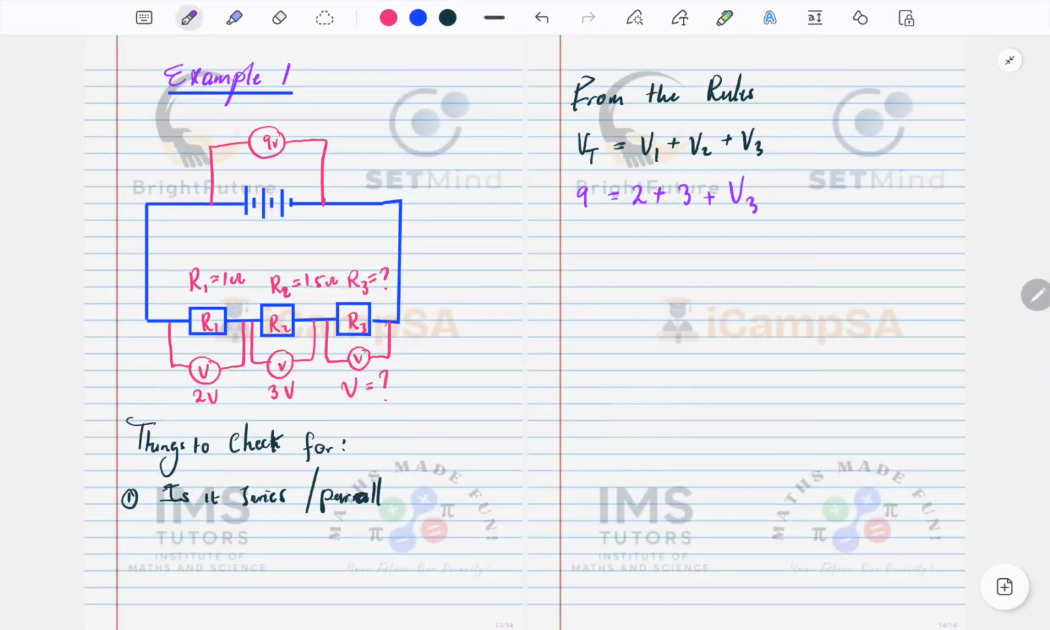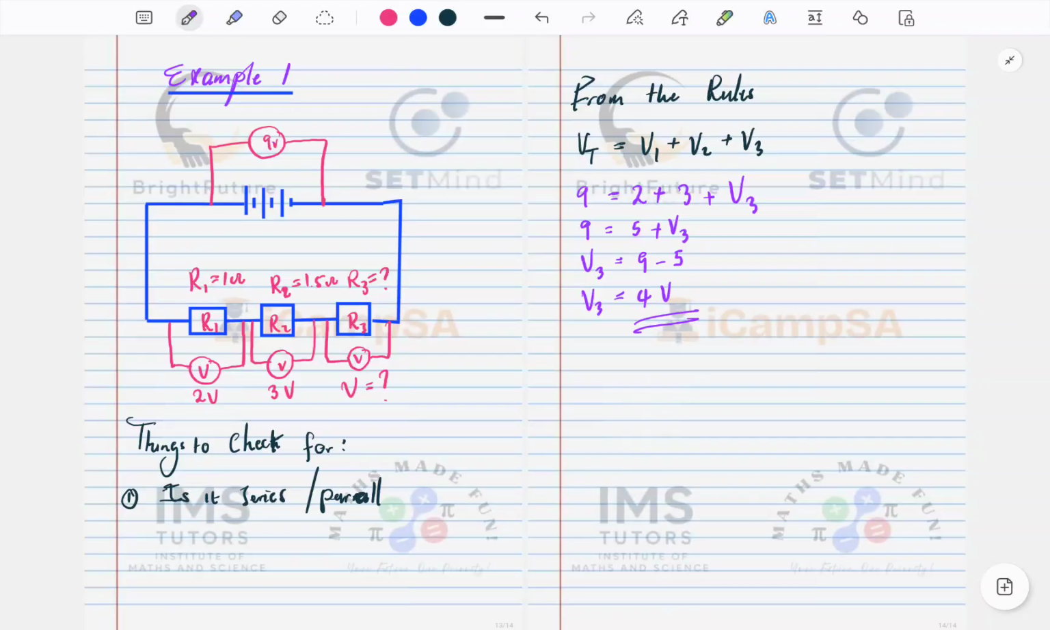Then V3 is going to be equal to what? We can simply say 9 equals 5 plus V3, right? And V3 equals 9 minus 5. Okay, that means V3 is equal to 4 volts, from just the rules without even going far.